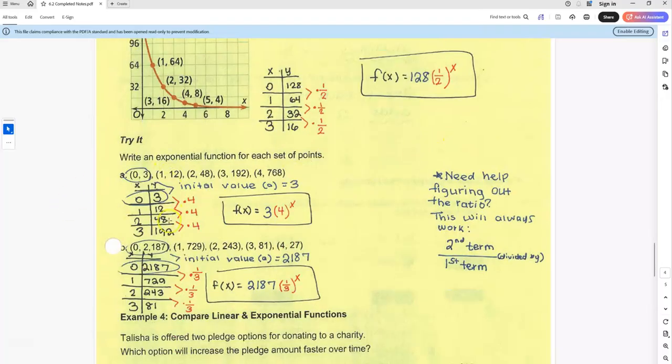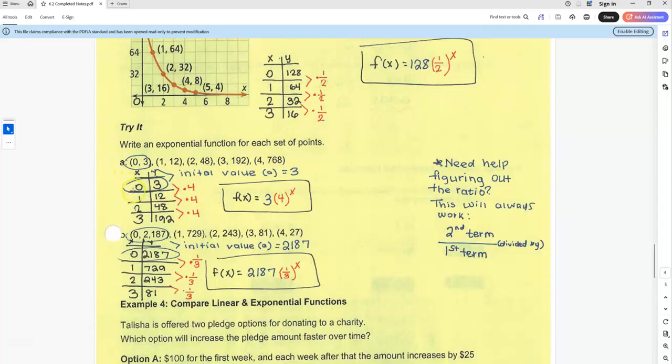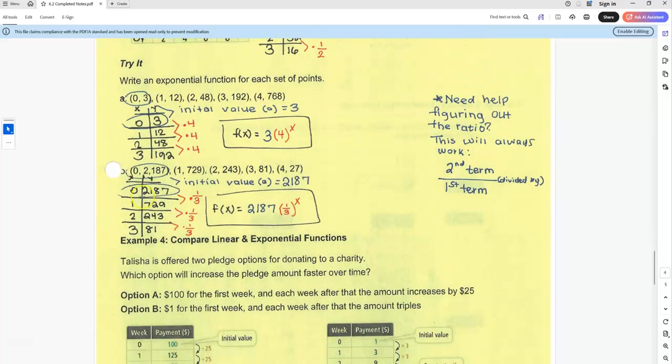So here we had a set of points. Again, I made a table so it was easier to see my y values. The initial value is 3, that goes first. And then to get from one y value to the next, we're multiplying by 4. Now it's also important, as you'll notice, that these x's go in order, like 0, 1, 2, 3. Those have to be going in order for you to find your ratio. You can't go 0 and then 2. You have to go one at a time on those x's.